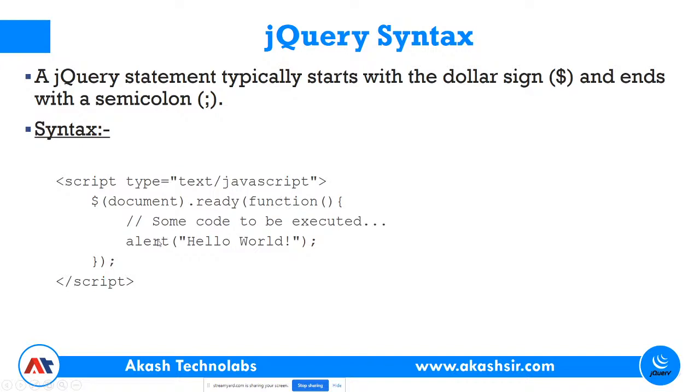Inside the function, we will demonstrate the basics of alert. You know what is alert? Alert is used for a pop-up message. Let's say if I want to display some pop-up in my website, for that we can use alert. Okay, so this is the default syntax. Every time you have to follow this syntax whenever you are using jQuery in your website.